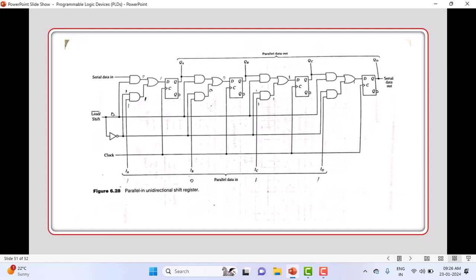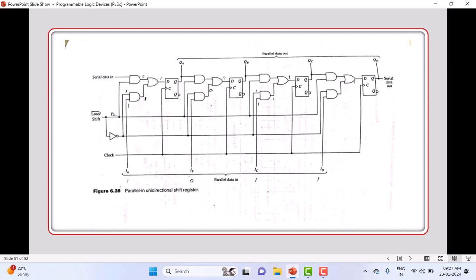This is the parallel data which you can load. I've assumed some parallel data 1, 0, 1, 1. When you make load or shift 0, the parallel data you apply here, 1, 0, 1, 1, labeled IA, IB, IC, ID, will get loaded onto the flip flops. You are supposed to load only when this load or shift signal is 0, because you can see there is a bar on the load. When you want to load the data, you make this 0, and when you want to shift the data, you make this 1.